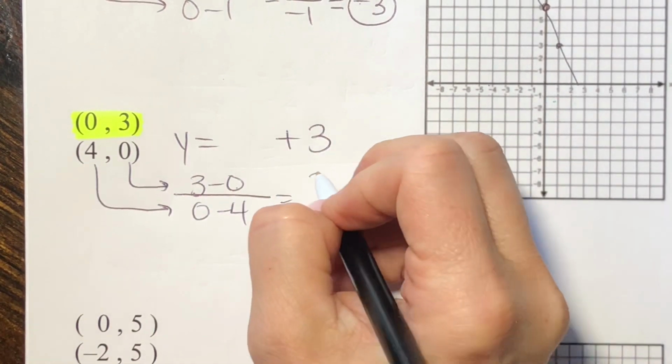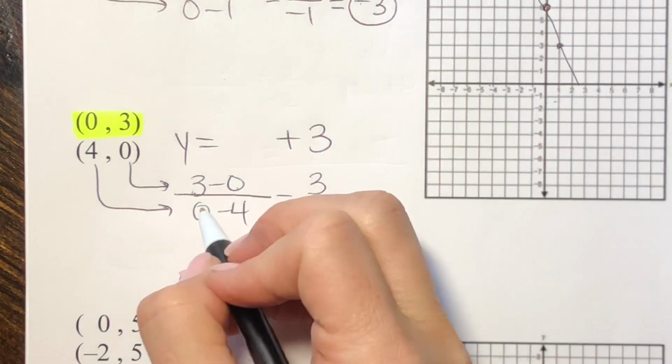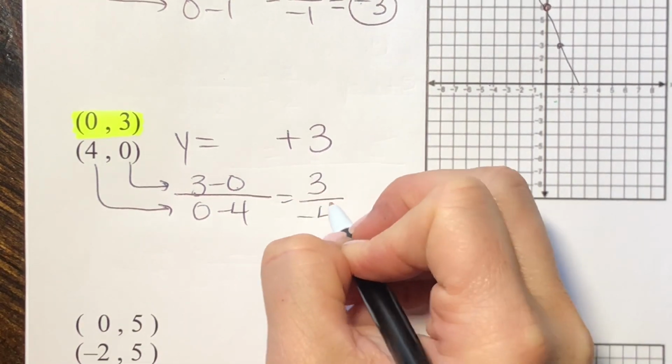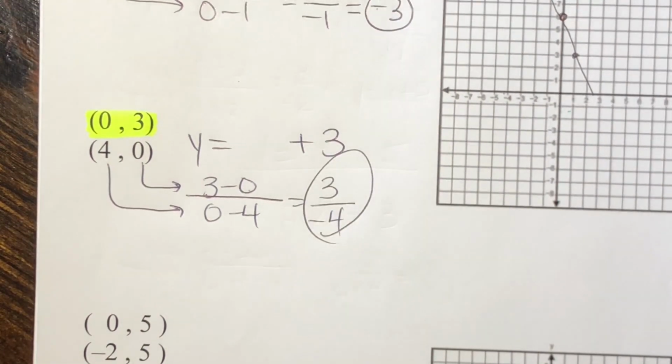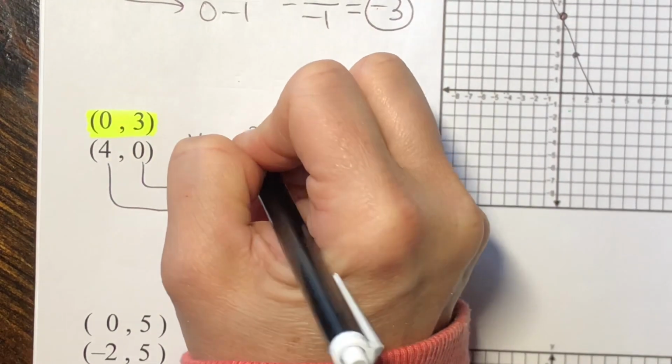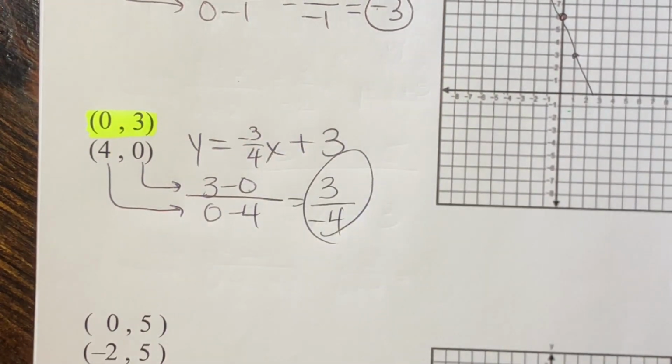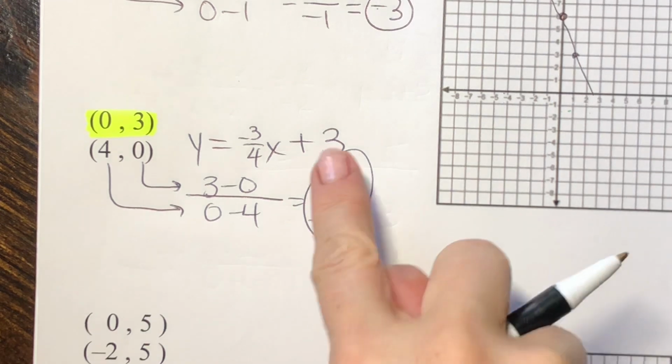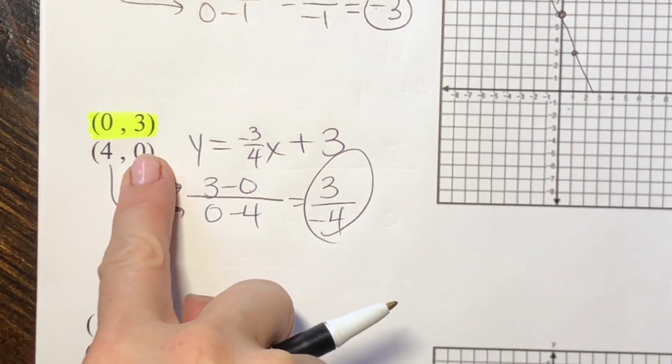3, don't take any away, you still got 3. You don't have any, take 4 away, you're in the hole. My slope is -3/4, so I'm going to put a -3/4 coefficient in front of my x. And this is my equation that I just wrote from 2 points.